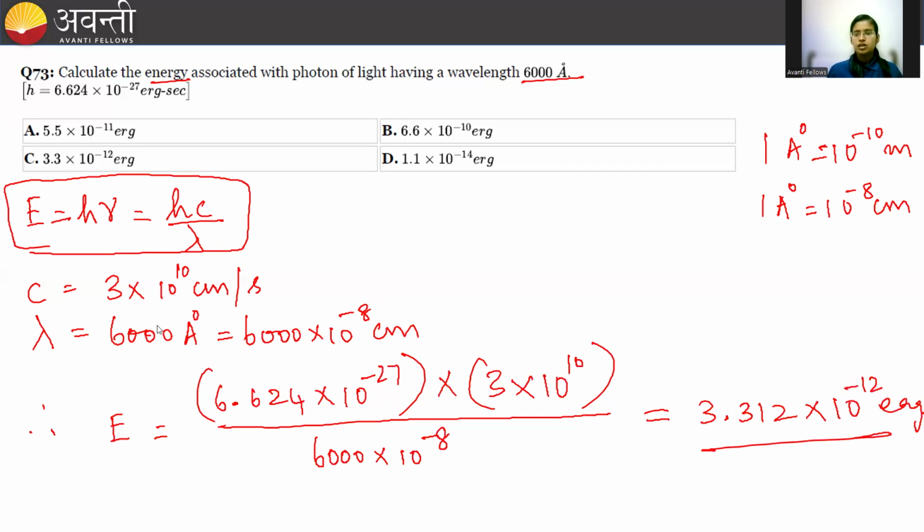Okay. So where is it given? It is given in option C. So option C is the correct answer. Just the substitution and the E is equal to hc by lambda formula. Okay. You just have to be very careful with the units. Here I have calculated using centimeter. You have to be very careful with the units. Got it?